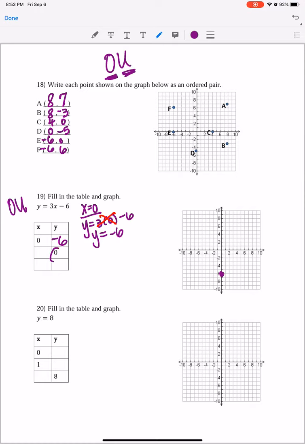So now it tells me that y is 0. So we got y equals 0. So plug in a 0 for this y here. So 0 equals 3x minus 6. Get x by itself. So let's add that 6 over. We get 6 equals 3x. Divide by 3. And we get x equals 2. So we get a 2 right here.